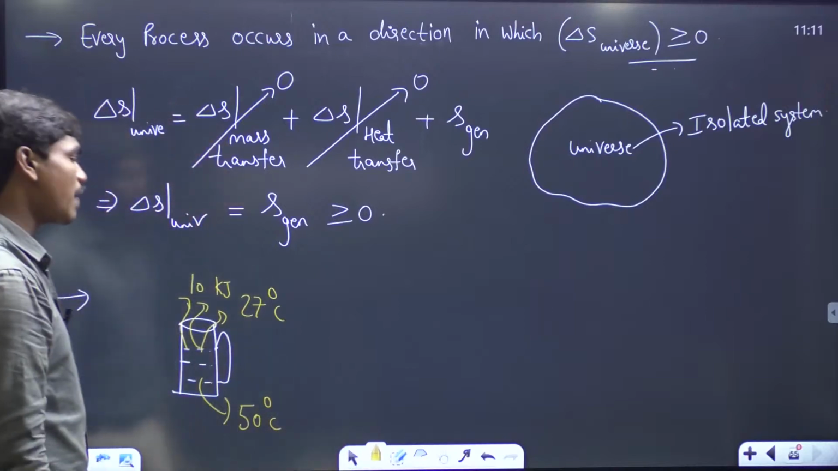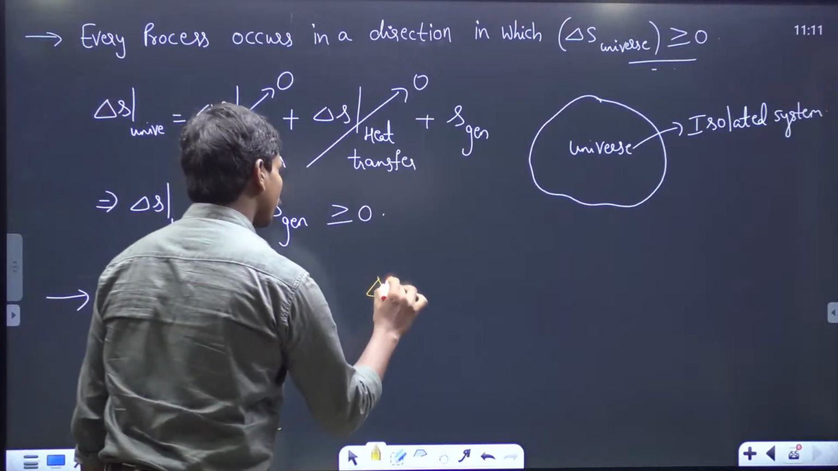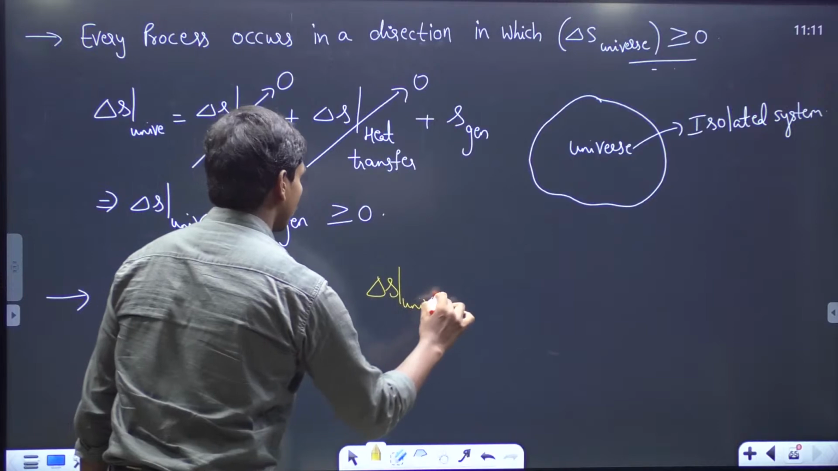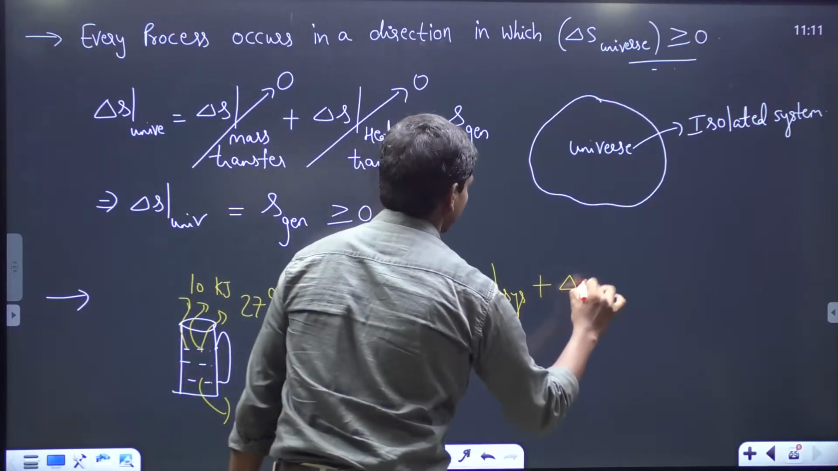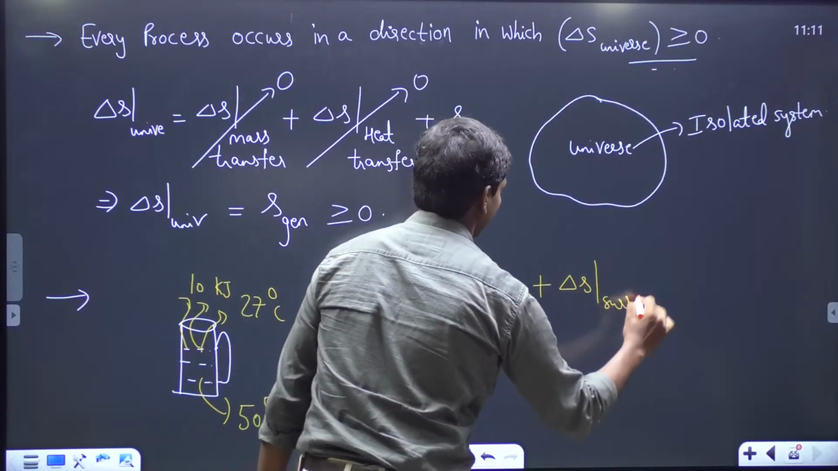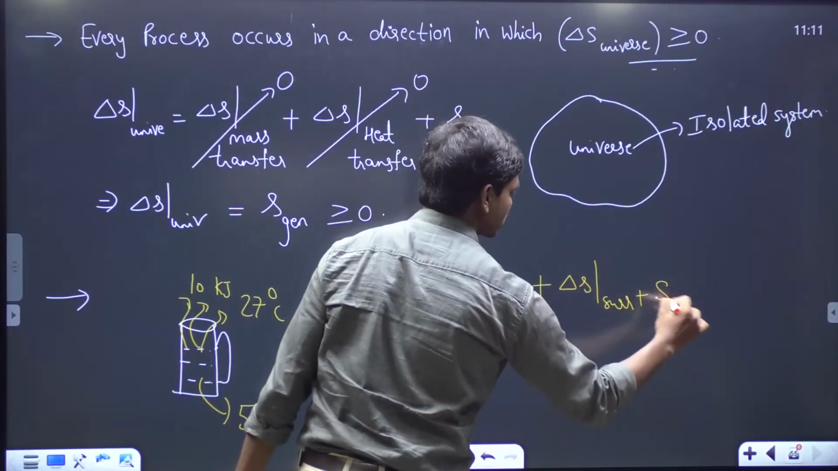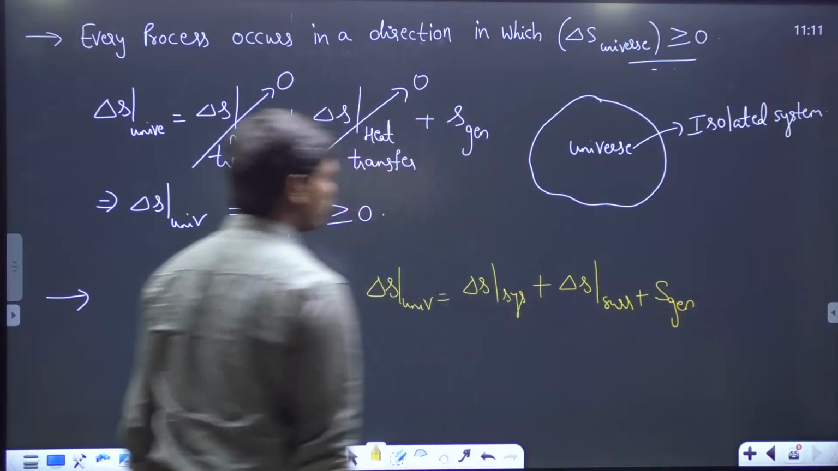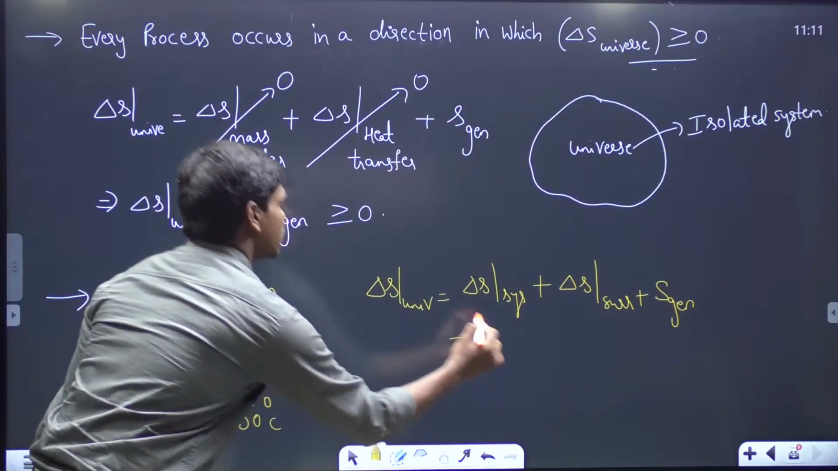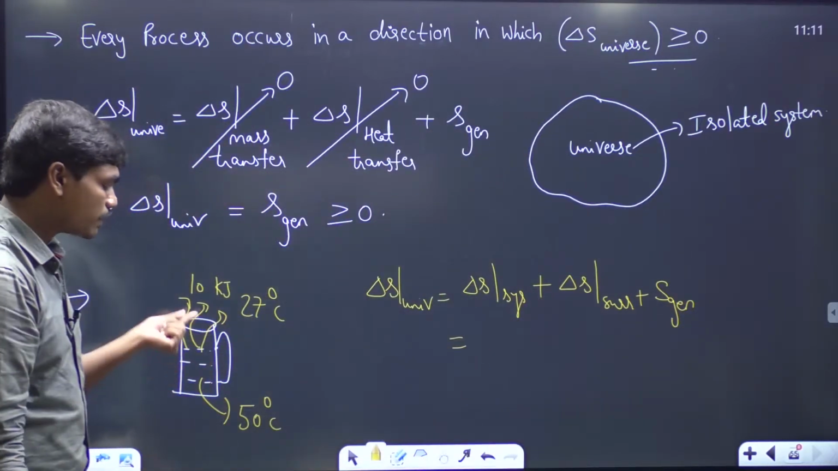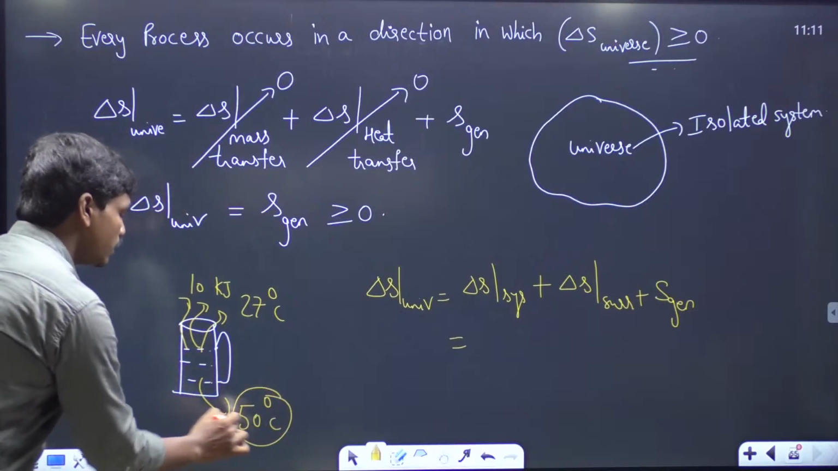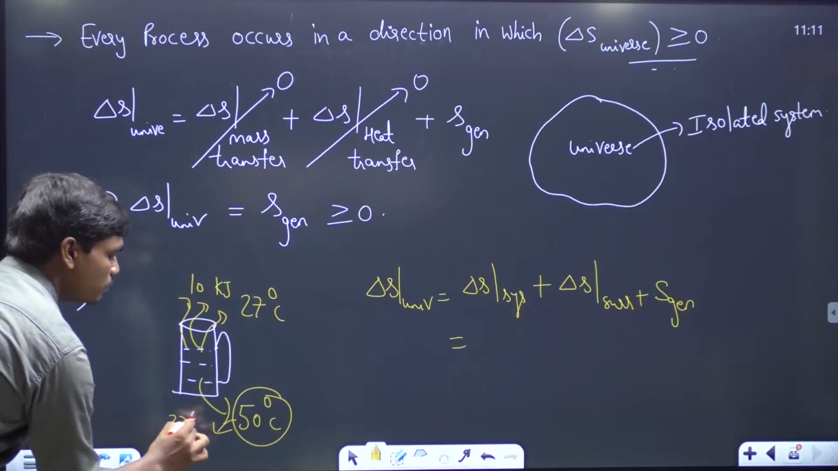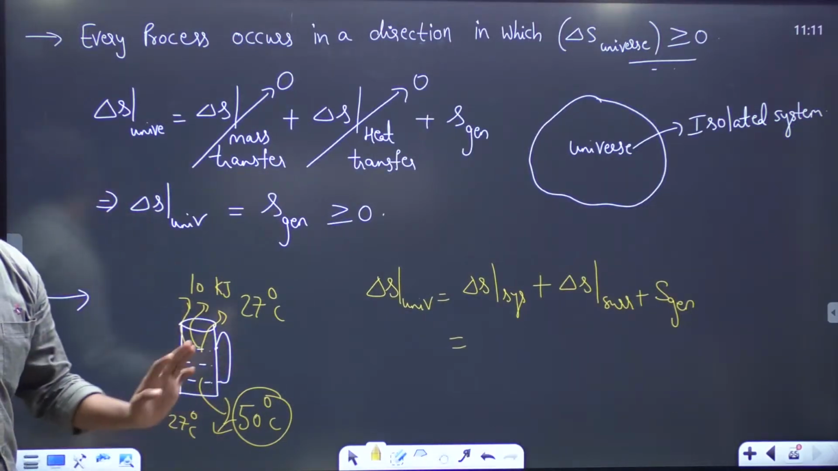Now if you see, delta S of universe is equal to delta S of system plus delta S of surroundings, and of course heat transfer across a finite temperature difference gives Sgen. This is equal to the heat lost by this coffee. Its temperature starts reducing, so finally it attains the atmosphere temperature if you keep it on the table for a long time.